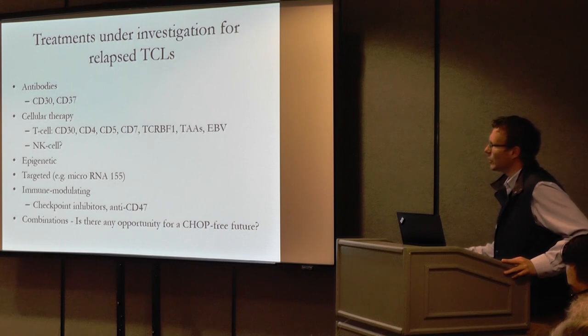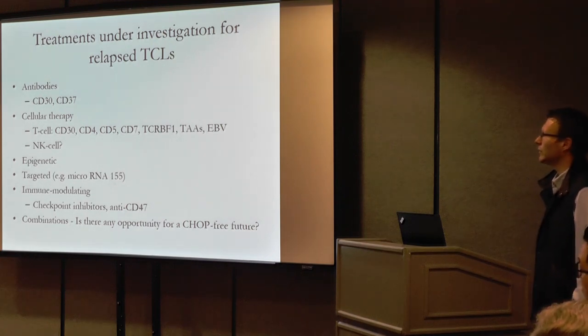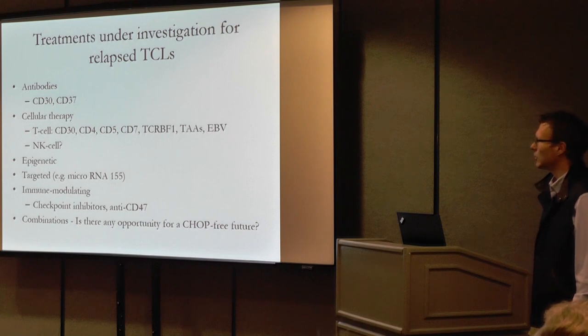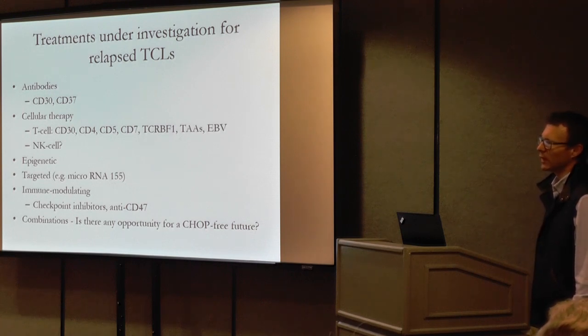MicroRNA is a newer target. MicroRNA 155 is a new drug that's out there that we're targeting in CTCL, and there's an ongoing large study trying to see if this is better than the standard of care, focusing on middle, earlier stage patients, not the most advanced aggressive stage patients.